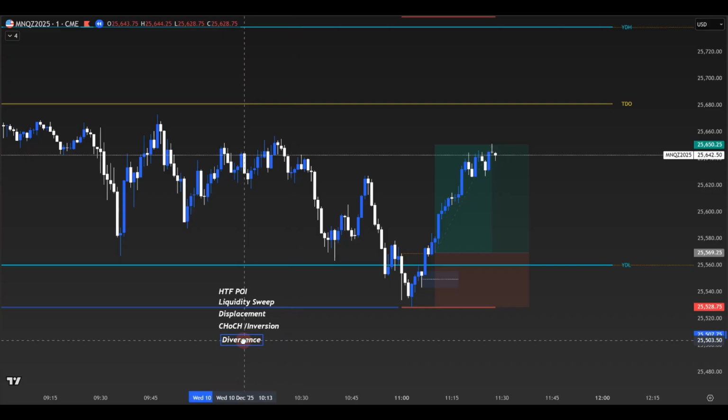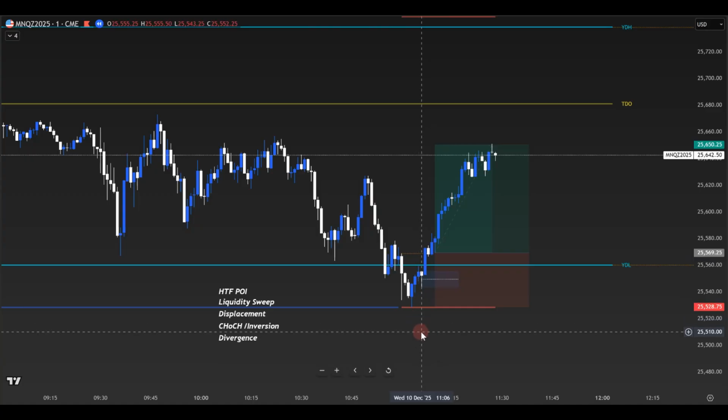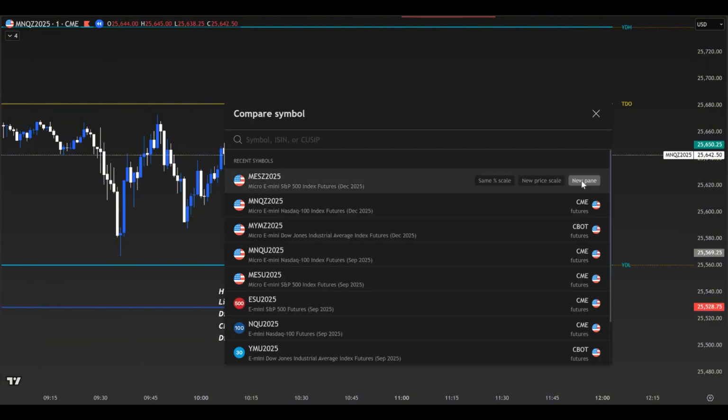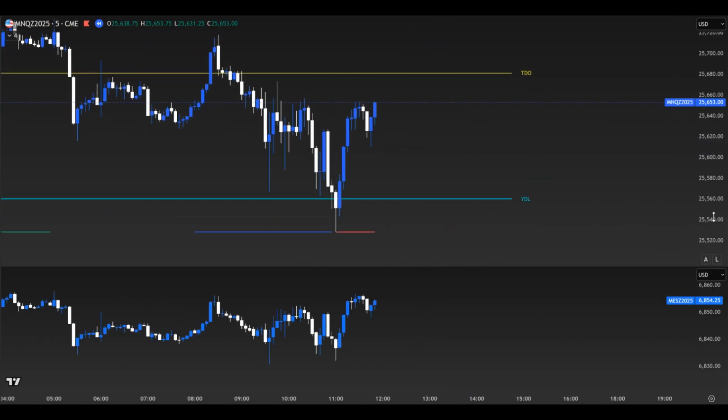All right? Now, if you get divergence, it's just a stronger confirmation, although it's not required. Okay, so if in fact we get divergence at this low, let's pull up the ES chart here and we can take a look and see if we got divergence.